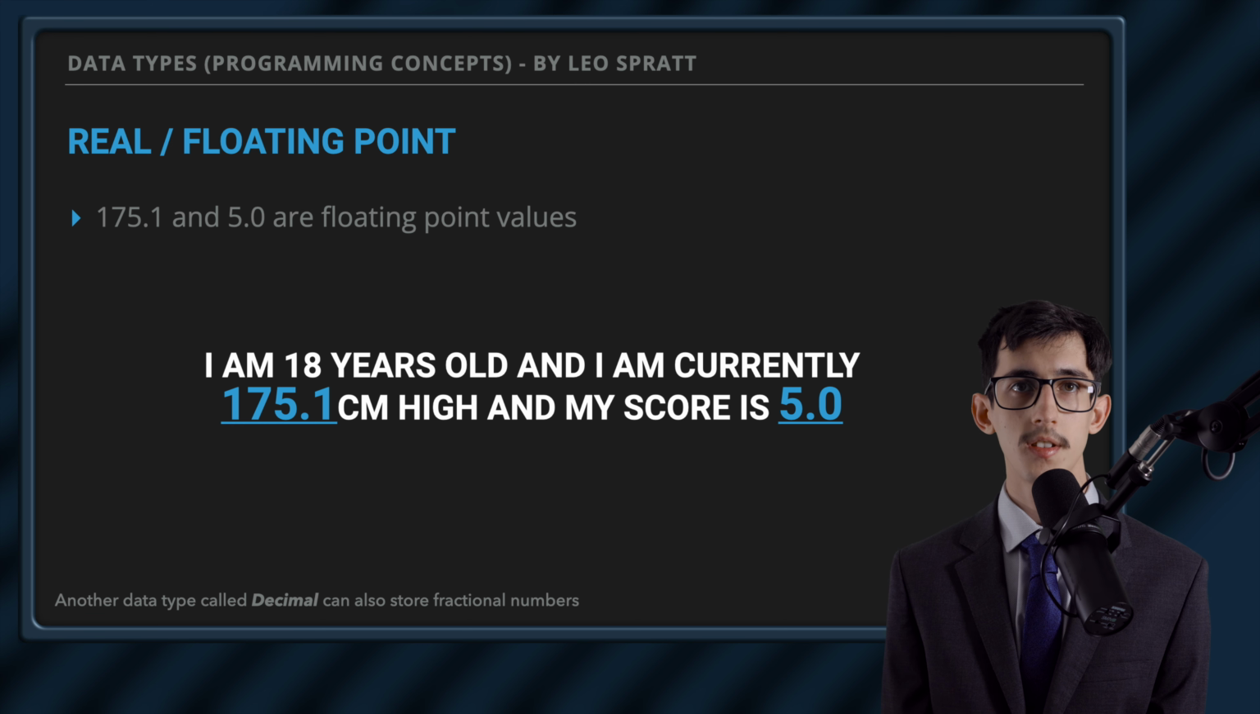But why is 5.0 a float? Although we'd interpret it as being a whole number, a computer program would read it as a float since the decimal point is shown. But what about 18? This is still an integer, as no decimal point has been written. In some programming languages, decimal may also be another data type that can store fractional numbers. However, this type is not being covered in this video.